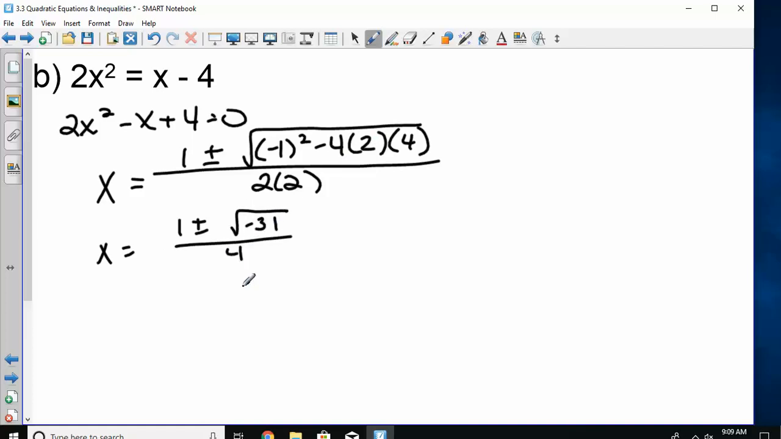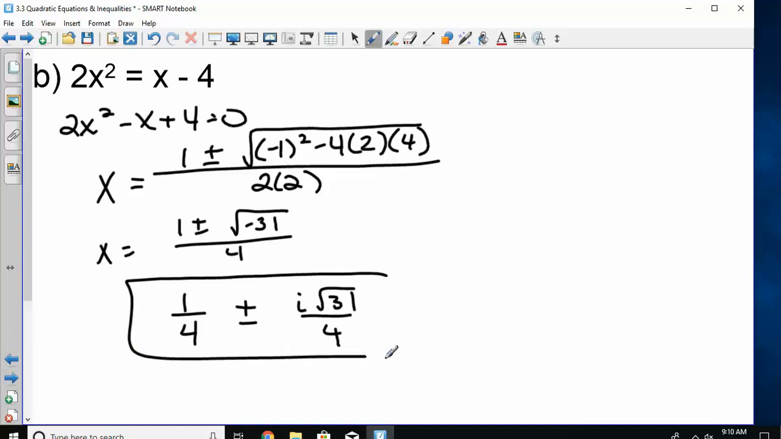Can you reduce radical 31? No, but what do I need to pull out of that? An i. Since it is imaginary, I do want you to do standard form. So the first is 1 plus or minus i radical 31 over 4. Because it's the i, go ahead and separate the two of them, the a plus bi form. Any questions there?